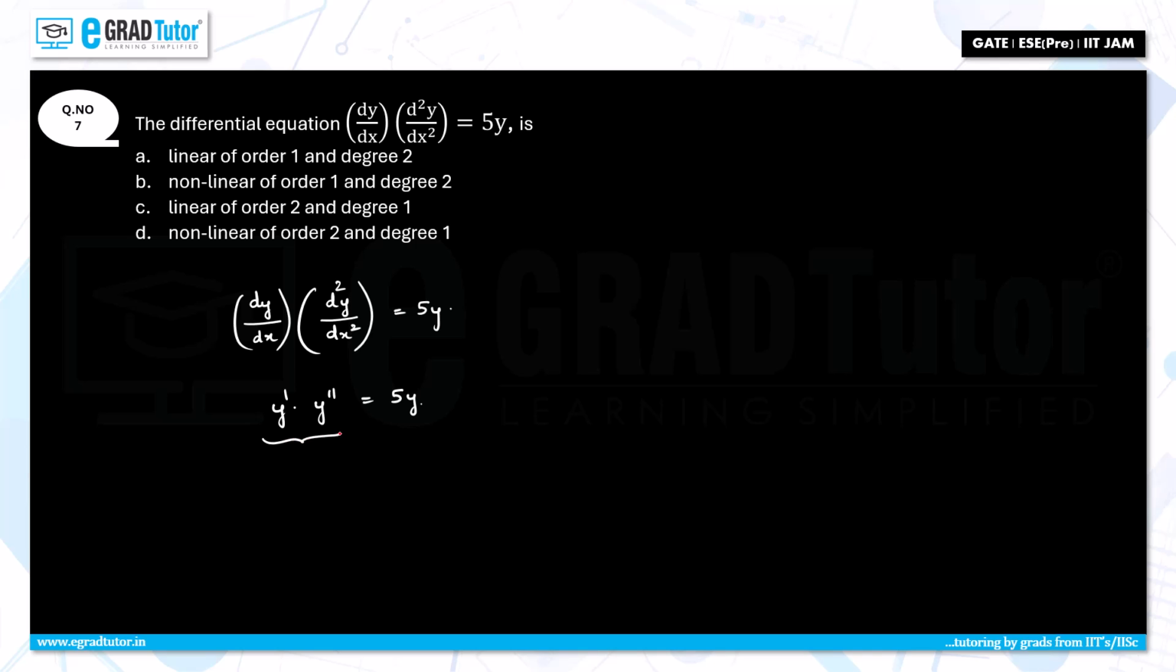If you see this term, the combined degree here is 2. So this is a nonlinear differential equation. And what is the order, the highest order here? Order is 2. And what is the degree here? Power of the highest order term. Okay, degree is 1. So this is non-linear of order 2 and degree 1.